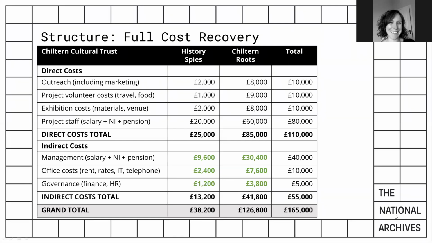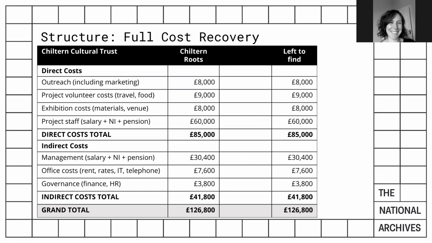I'm going to look at now, if there's any questions, do let me know in the chat as we go along. I'm going to move on to look at how we use this knowledge, how we use this methodology in actually our fundraising activities. So we're going to take one of the projects. We're going to take Chiltern Roots, which is our project that costs just under £127,000, and we're going to think about where can we get the money from for it.